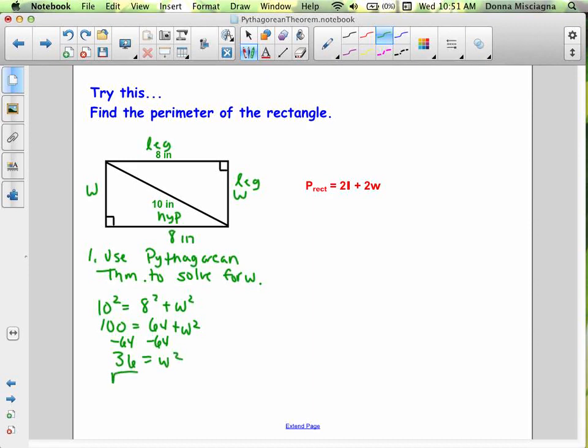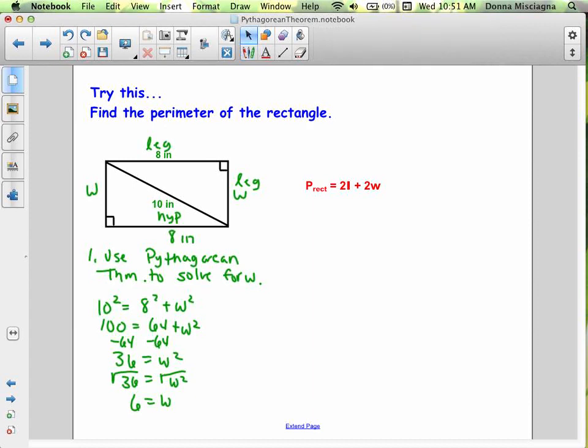We're going to take the square root of both sides. And remember, we're only taking the positive square root because this is measurement, and measurement has to be positive. 36 is a perfect square. That would be 6. If we were just solving any old quadratic equation, we'd have two answers, 6 and negative 6. Because negative 6 cannot be a measurement of a side of a rectangle, we only want the 6.